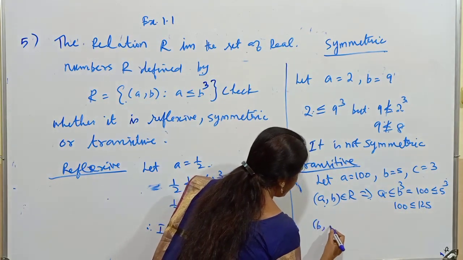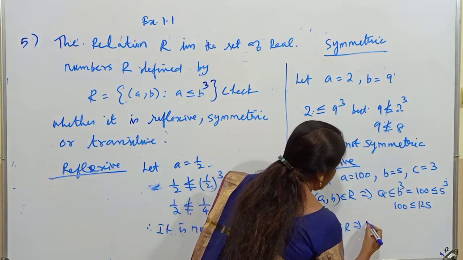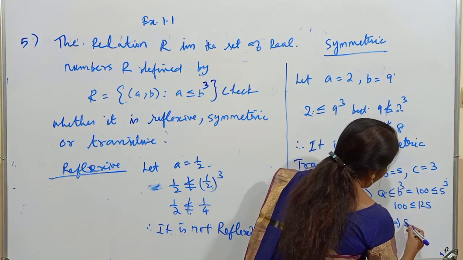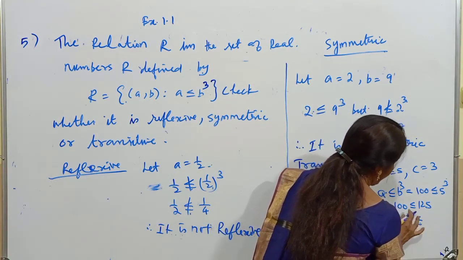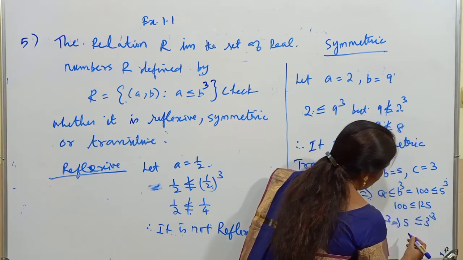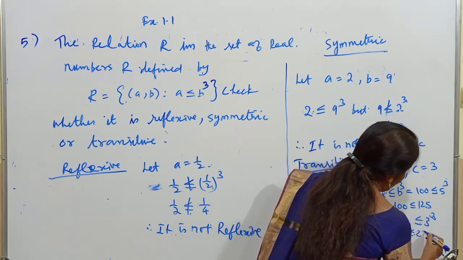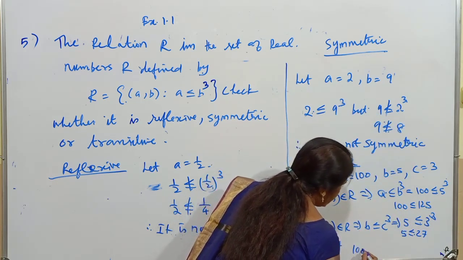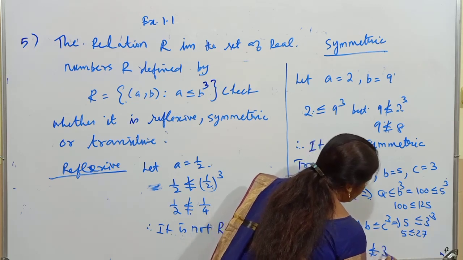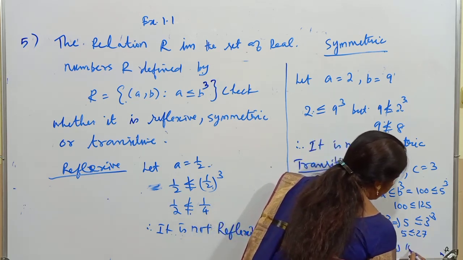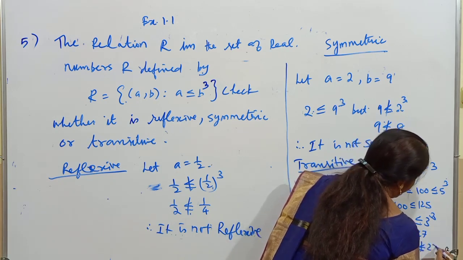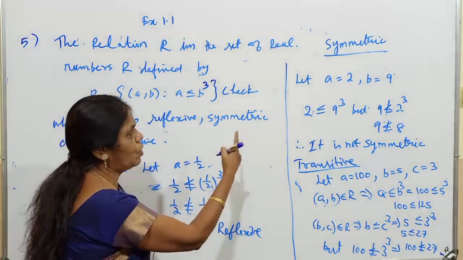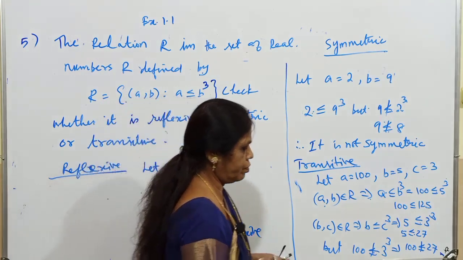Next, b, c belongs to R implies b is less than or equal to c cube. Which implies 5 is less than or equal to 3 cube, so 5 is less than or equal to 27. But you see that 100 is not less than or equal to 3 cube, which means 100 is not less than or equal to 27. Therefore, it is neither reflexive, nor symmetric, nor transitive.